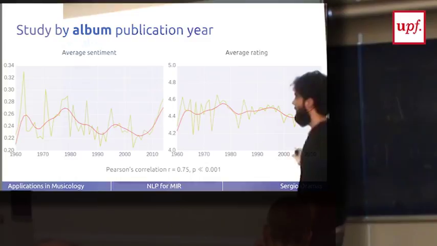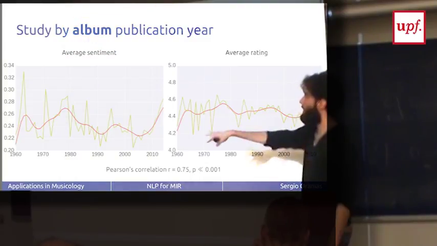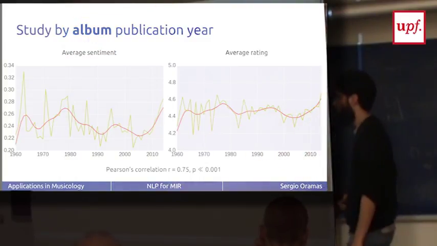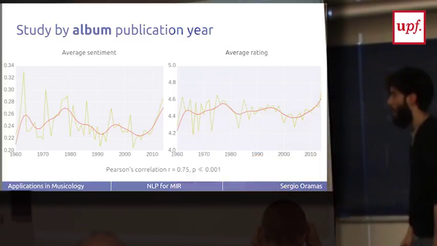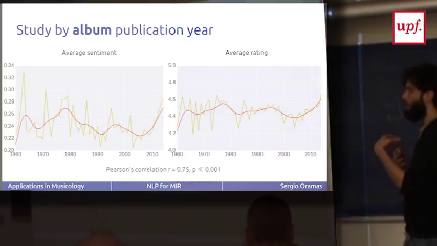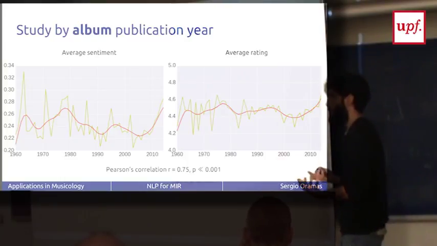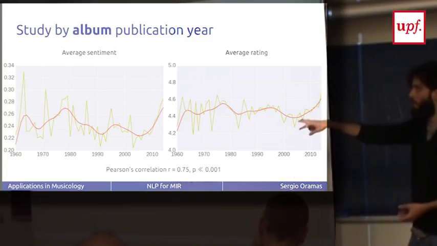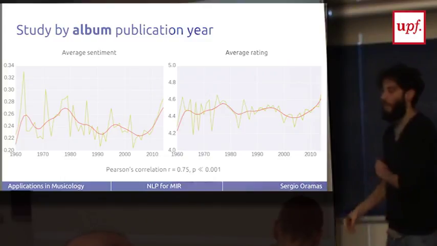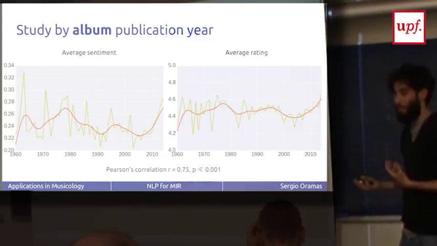Here we see really a strong correlation between the sentiment and the ratings. From this point of view, we computed the Pearson correlation and got 0.75. It's pretty high. So there is a clear correlation between the sentiment and the ratings. It means that perhaps we can use the sentiment to predict the rating, and also that the sentiment makes sense because it is correlated with the rating.